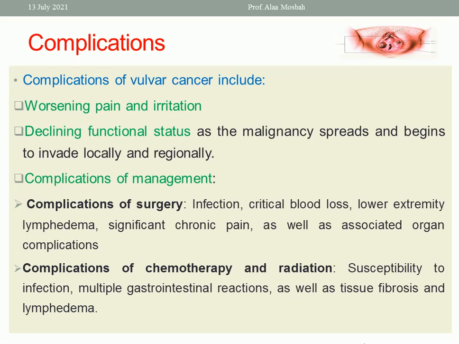Surgery may cause lymphedema, significant chronic pain, and other organ complications. Also, chemotherapy and radiotherapy may cause infection, multiple GIT reactions, tissue fibrosis, and lymphedema also.